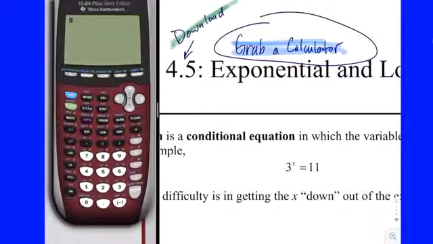All right, finally, we are on 4.5, the last section in Chapter 4. Our test is a week from yesterday. Yeah, good.